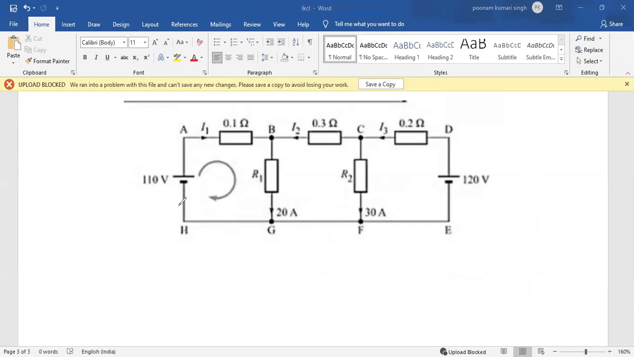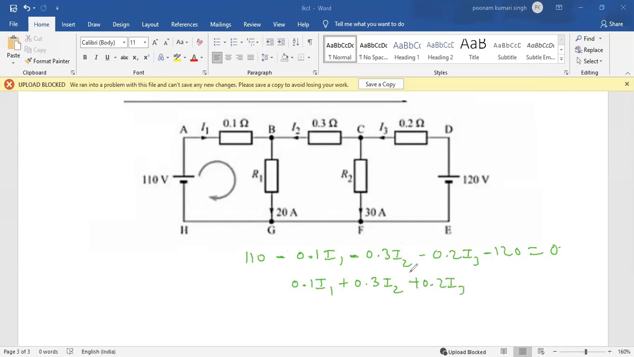Okay, so here you are asking what it should be. This is 110 minus 0.1 I1, minus 0.3 I2, and minus 0.2 I3, minus 120 equal to 0. So these are all minus now. I can write it as 0.1 I1 plus 0.3 I2 plus 0.2 I3 minus 10. So minus 10 will go to this side. Okay, it will be minus 10.